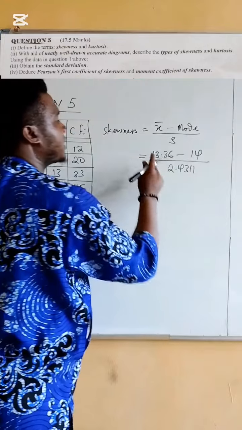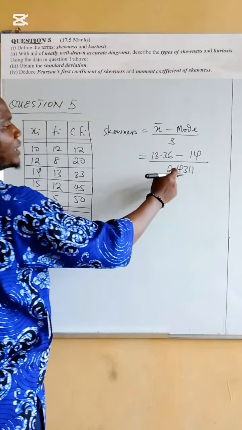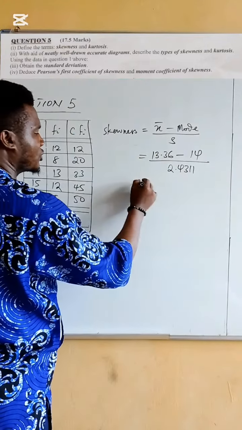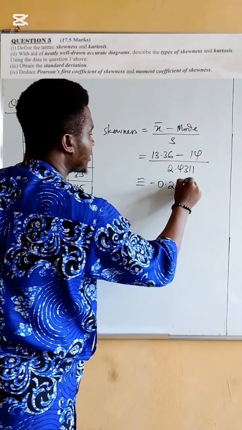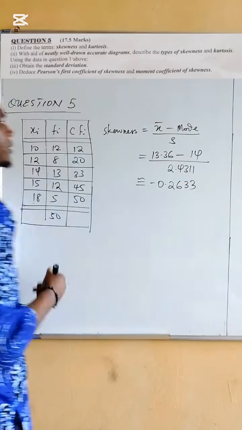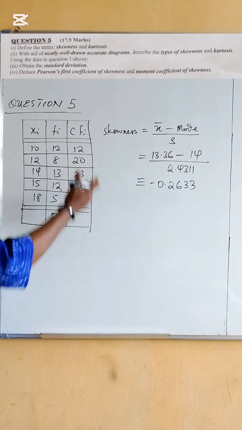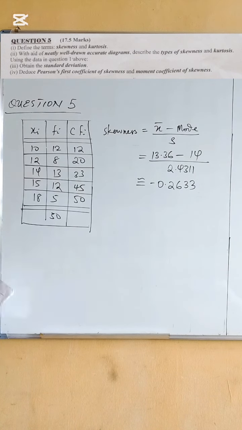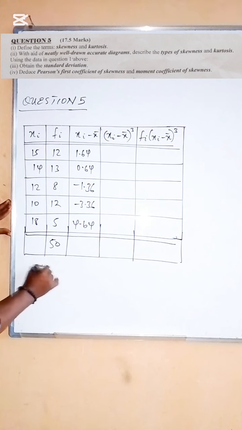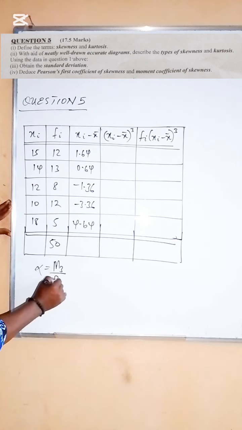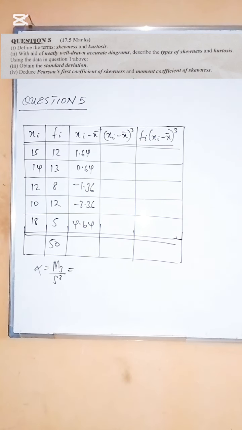So what will 13.36 minus 14 divided by 2.4311 give us? Minus 0.2633 approximately. Okay? Now, this gives us our result for Pearson's first coefficient of skewness. So, now to compute the moment coefficient of skewness, the formula is alpha equals m3 over s cubed, which will now be what we have to find.